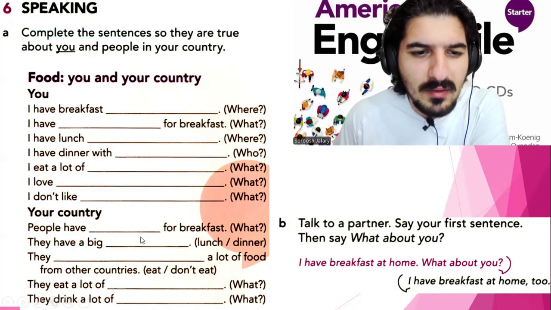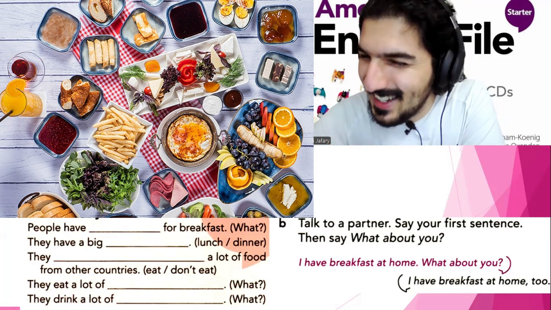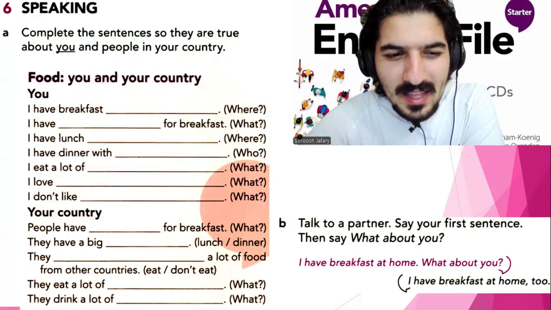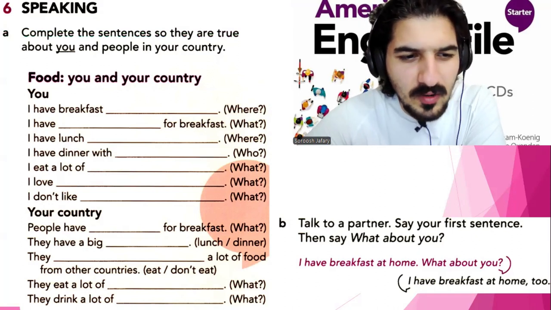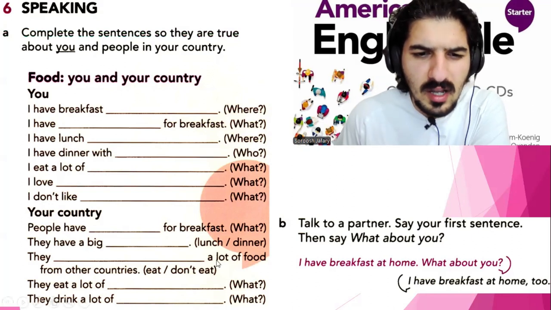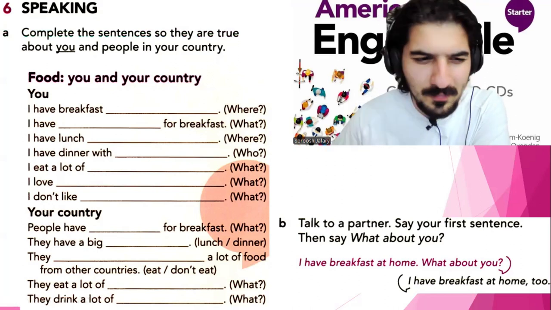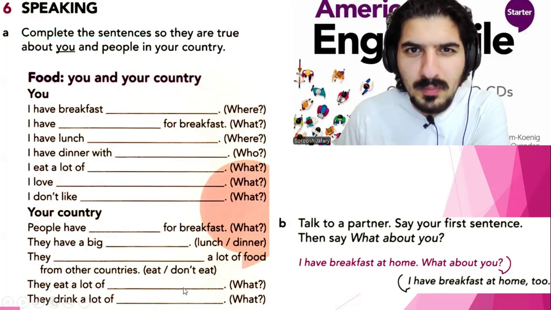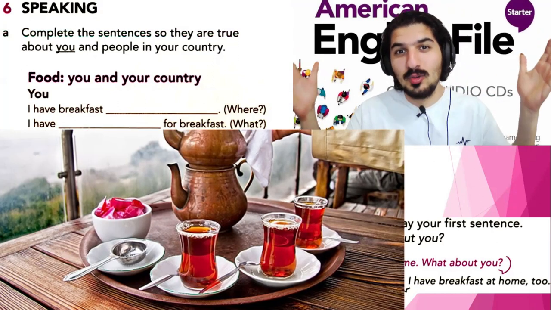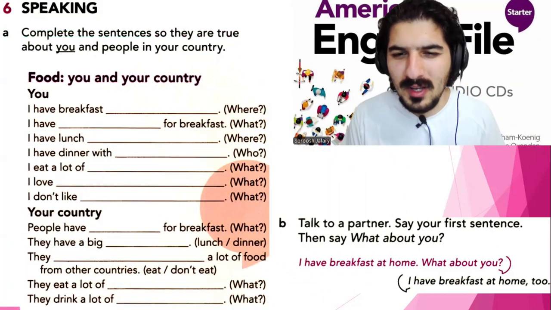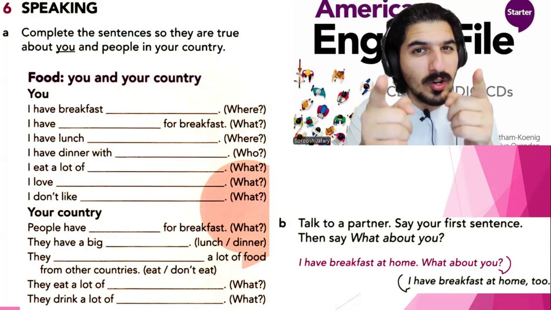In my country, people have a very big breakfast. Do you know what Turkish breakfast is? Flawless victory. Yeah, that's us. And they have a big, what do they have for? They have kebabs, they have doner kebabs, all right? And they don't eat a lot of vegetarian food, I guess. Yeah, I'm talking about Turkey. They eat a lot of meat, beef, right? And they drink a lot of tea, of course. Tea in Turkey is very famous. Fill in the blanks and speak to your friend. What is your country like?